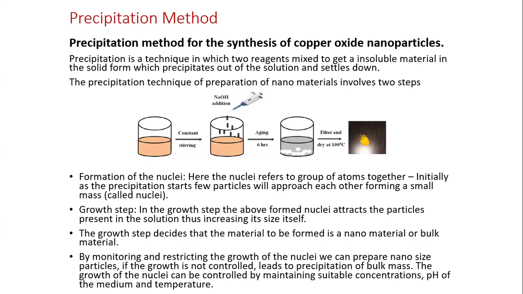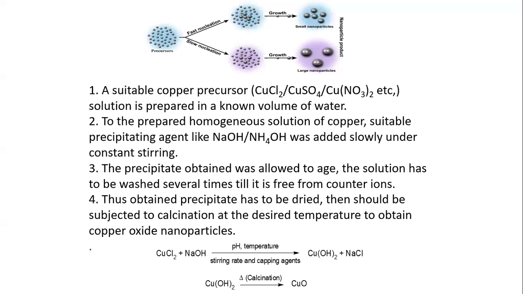If the growth is not controlled, this will lead to precipitation of the bulk mass, and the growth of the nuclei is controlled by maintaining suitable concentration, pH of the medium, and the temperature. So here we can see the general method description, the precipitation method.